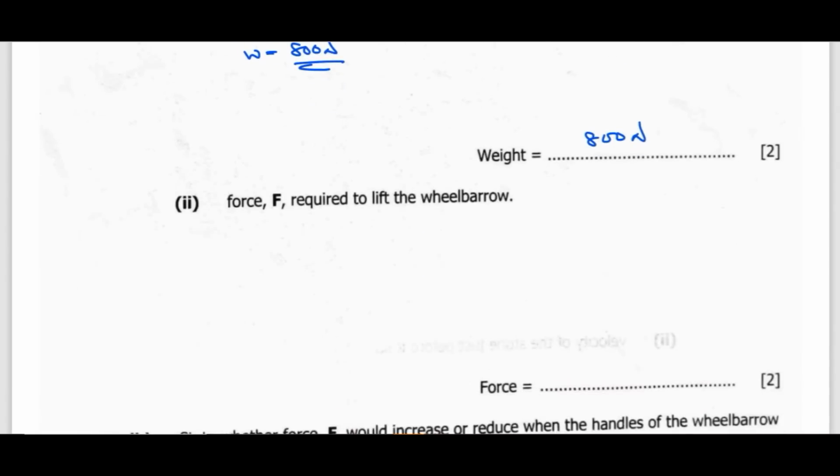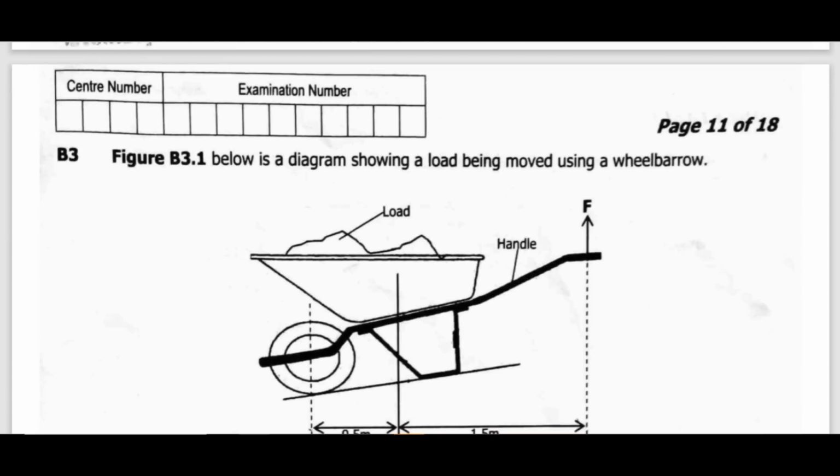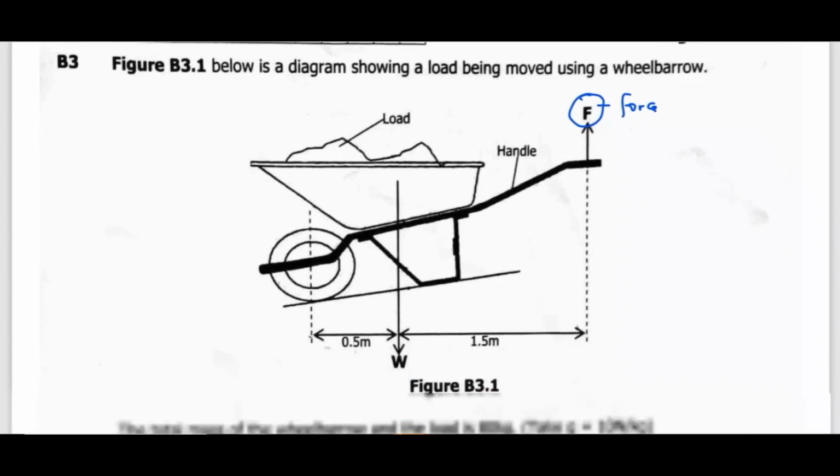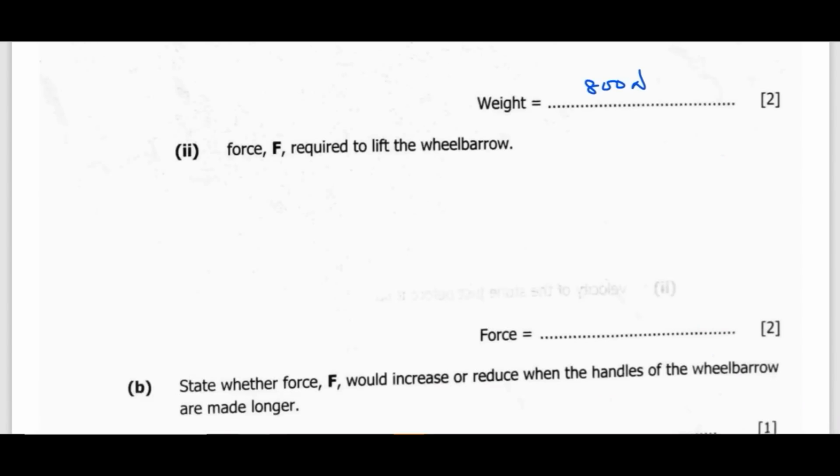So the force F required to lift a wheelbarrow. We want to find the force which is required to lift the wheelbarrow. This force is to lift what? The wheelbarrow. That is what we want to find, which is needed for the wheelbarrow to be lifted.